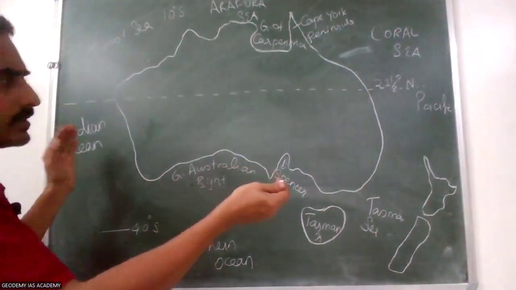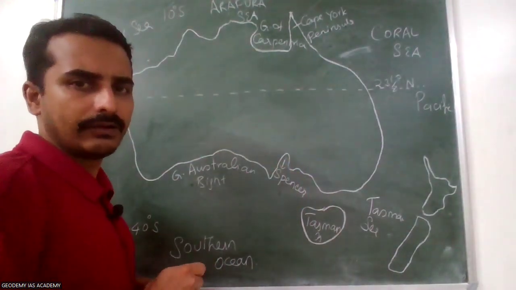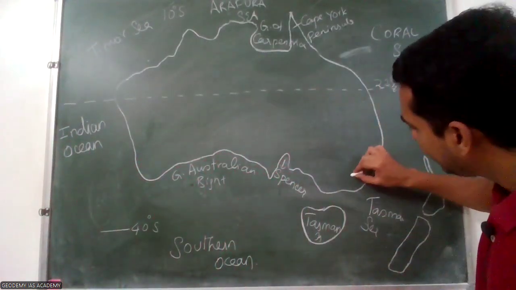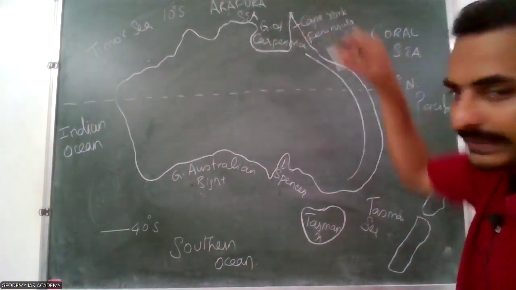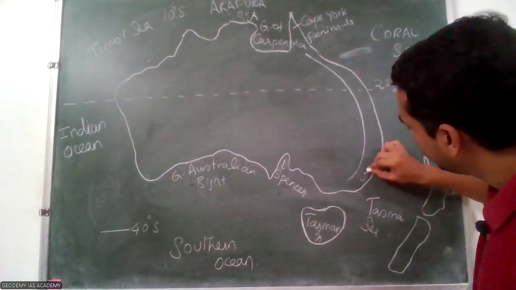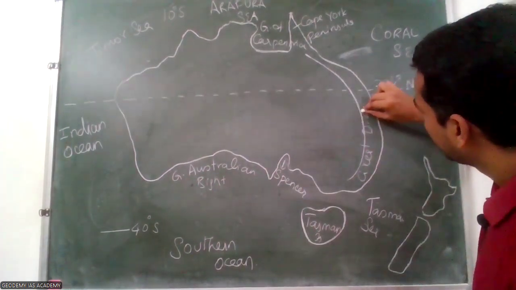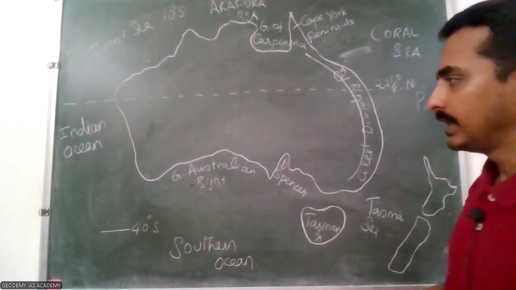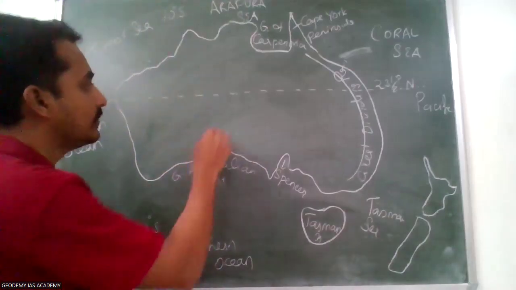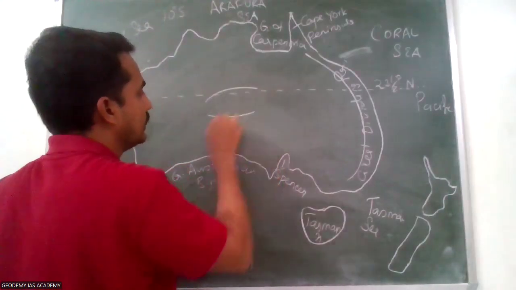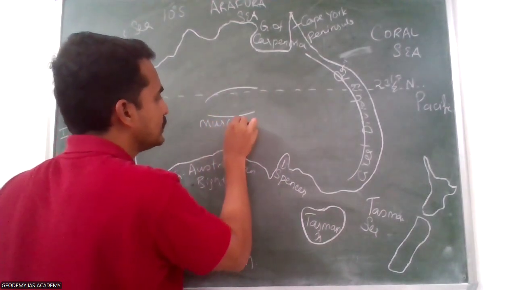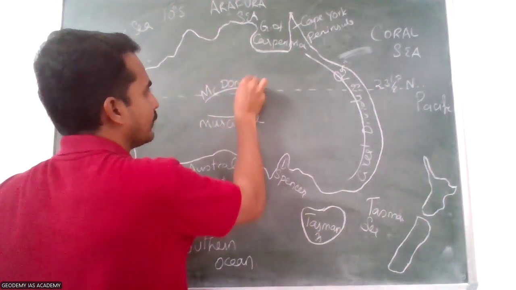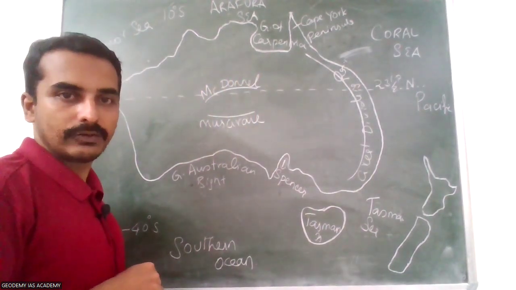Now let us come to the physical features in the land of Australia. So the major mountain on this side is the Great Dividing Range. It extends in the entire eastern part of Australia. Great Dividing Range. Okay. And then two mountains in the middle part of Australia are located here. One is Musgrave Range, and McDonald Range. Okay, Musgrave Range and McDonald Range.